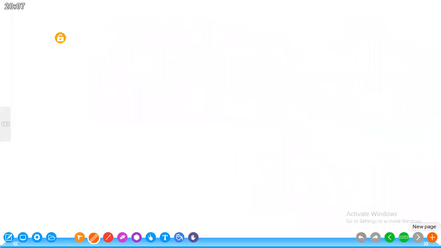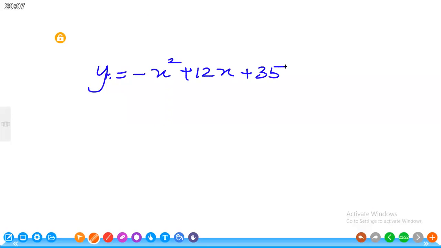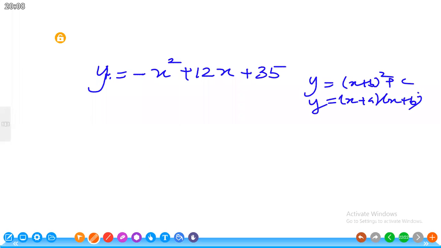Okay, y is equal to negative x squared plus 12x plus 35. Can you identify the axis of symmetry or any characteristics? We can't. So first convert into the form y is equal to (x plus b) holding square plus c, or otherwise y is equal to (x plus a) into (x plus b). Here I think I can't factorize this. So first convert it to a perfect square.